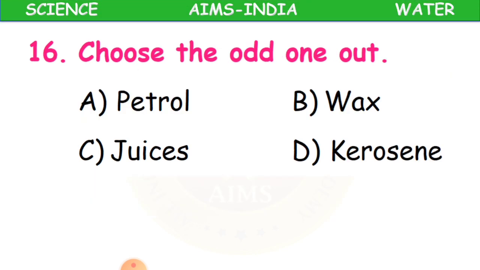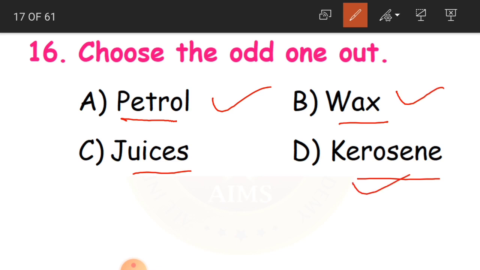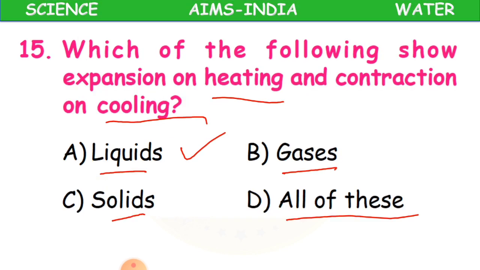Choose the odd one out. 16th question. Choose the odd one out. A is petrol, B is wax, C is juices and D is kerosene. Can you guess, children, which can be the odd one? Petrol, wax and kerosene, all three will burn. They can cause fire, but juices cannot be burnt. So that is why juice is our answer. Clear? C is the right option.